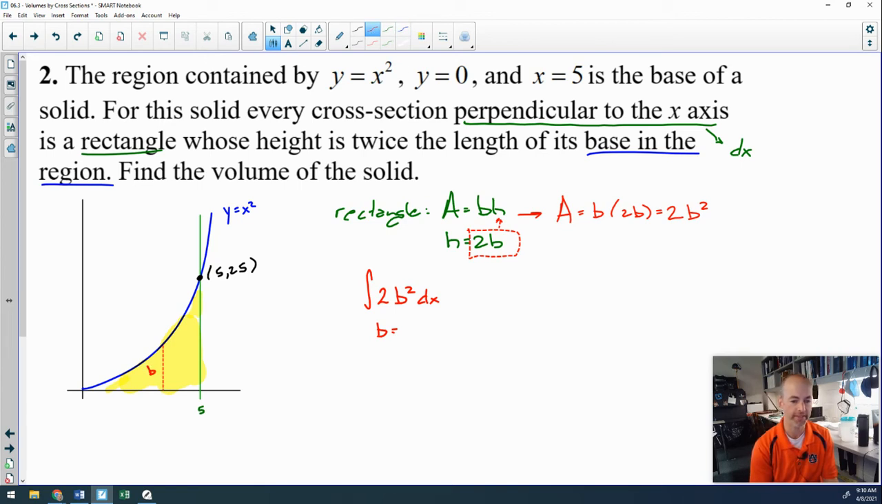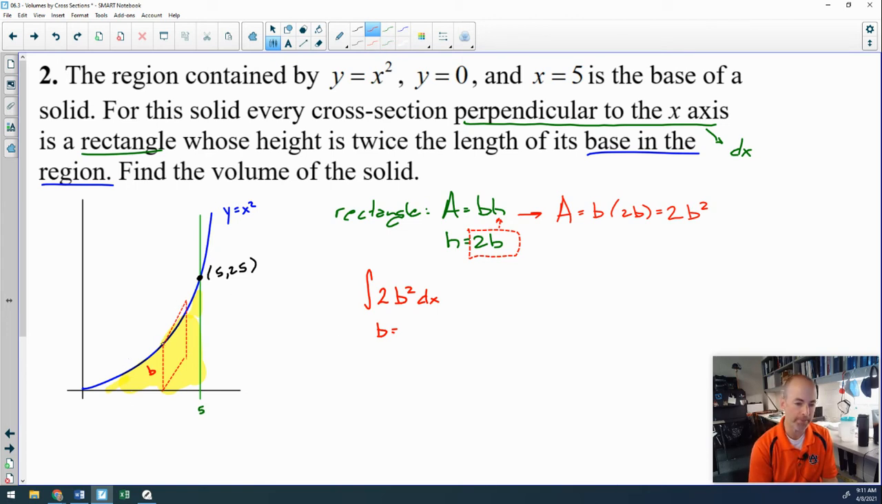So there's my base. If you want to try to draw a three-dimensional representation of this, the height will come off the screen at you like this. And it's kind of a long height. They said the height is twice the base. So it's going to look something like this. It's not very good, but whatever. So there's my height if you want to draw that.